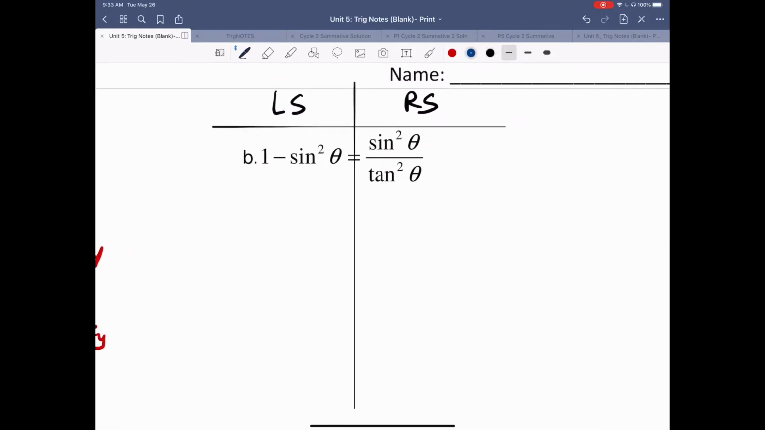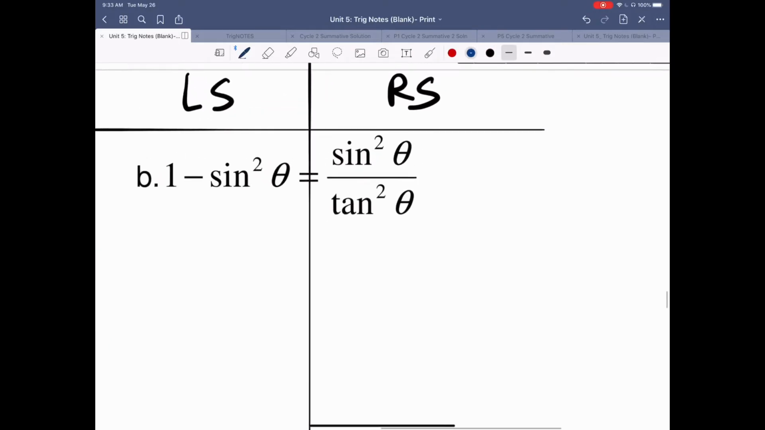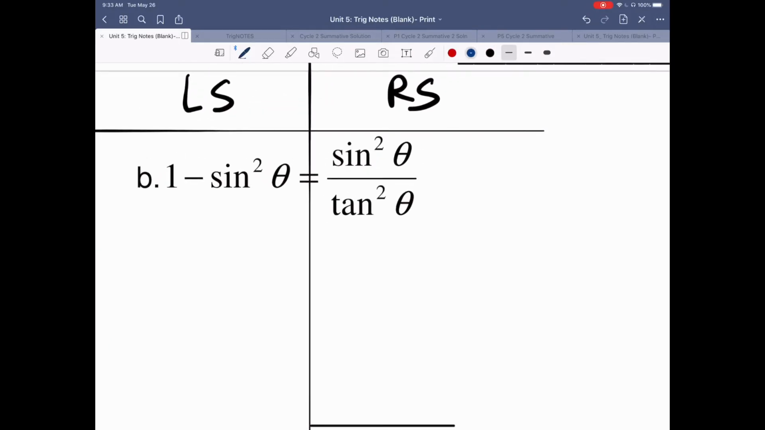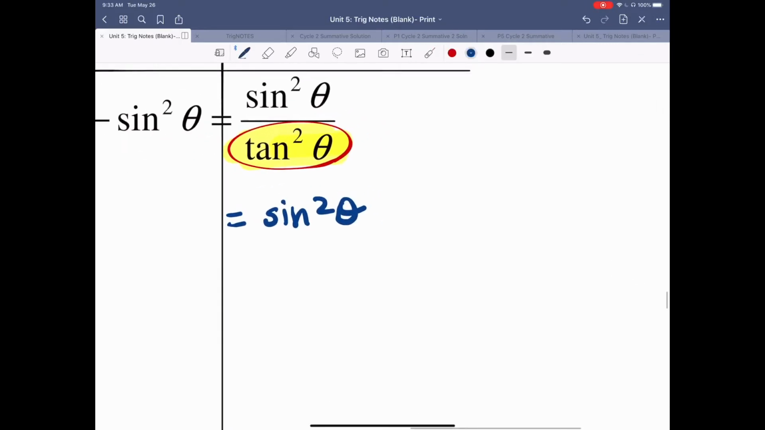So taking a look at the left and right, right away I see that there's a tan squared theta, and I want to get rid of that because I tend to want to get it into sine theta and cos theta. So my first step is going to be sine squared theta, and instead of writing this division line as a fraction line, I am going to write it with the division sign. So sine squared theta divided by cos squared theta, because that's what tan squared theta is equal to, and that is based on the quotient identity.